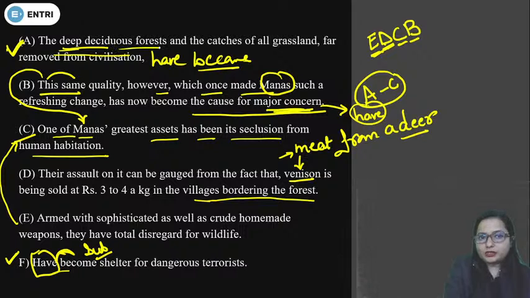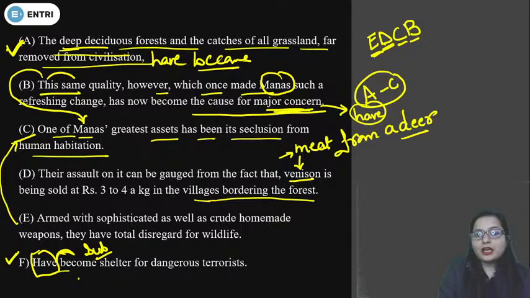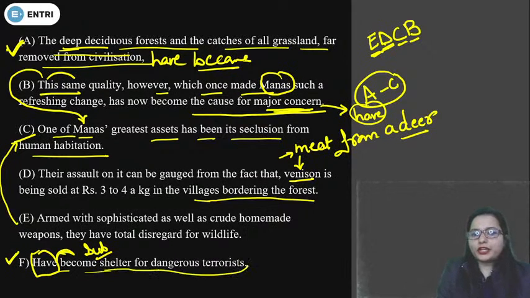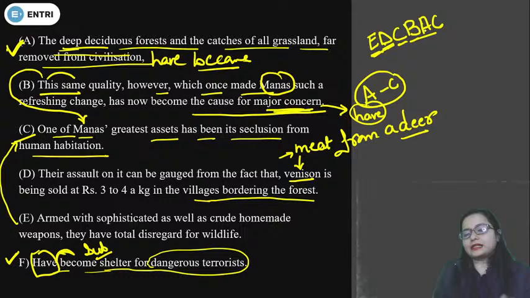The deep deciduous forests and patches of tall grass far from civilization have become. Now what happens in the forest? Because there are so many leaves, and what happens after that? They have become shelter for dangerous terrorists. So the sequence would be A and F.